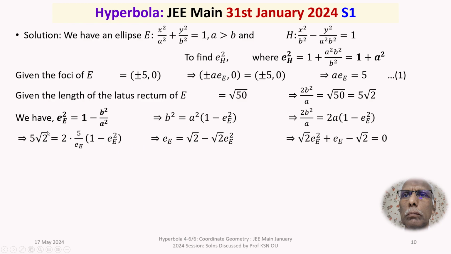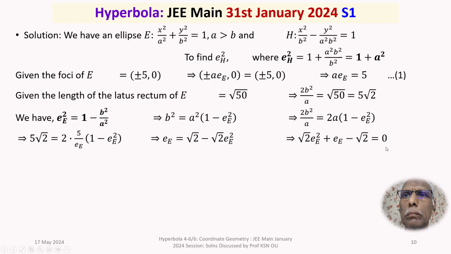5 cancels, and you cancel root 2 times. Then send the eccentricity to the other side. Then you get e is equal to root 2 times 1 minus square of the eccentricity. That is, e is equal to root 2 minus root 2 times e square. Now, reorder the terms and write it as a quadratic equation. Then you will get root 2 e square plus e minus root 2.